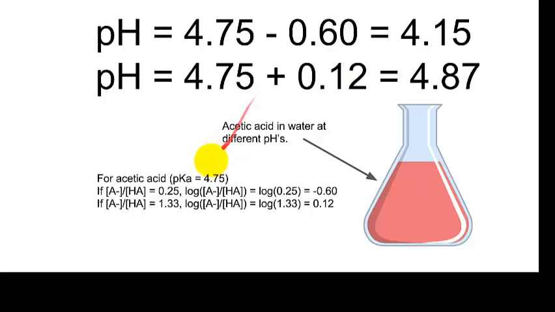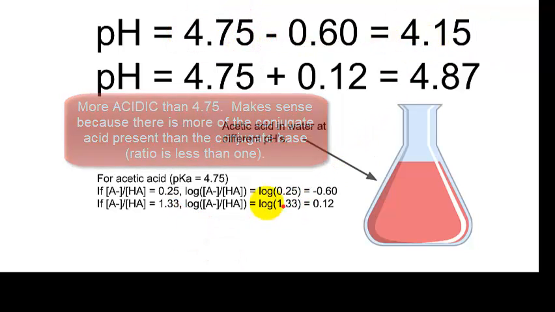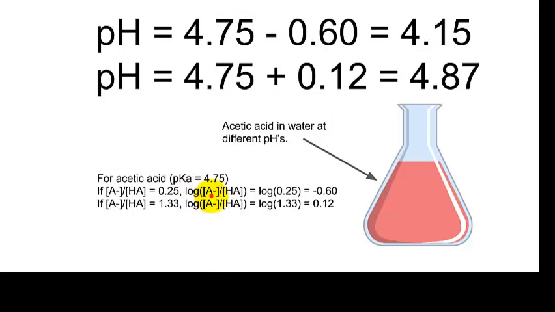of acetic acid. If, for example, the ratio of those two turned out to be 0.25, as we said before, then the log of that is -0.60. According to the Henderson-Hasselbalch equation, you would take the pKa of acetic acid, which is 4.75, minus 0.60, because that's a negative number, and you would come up with a pH of 4.15. In other words, a little bit less than 4.75, more acidic than 4.75, so on the acid side. And that's because there is less of the conjugate base, more of the conjugate acid in that particular solution.